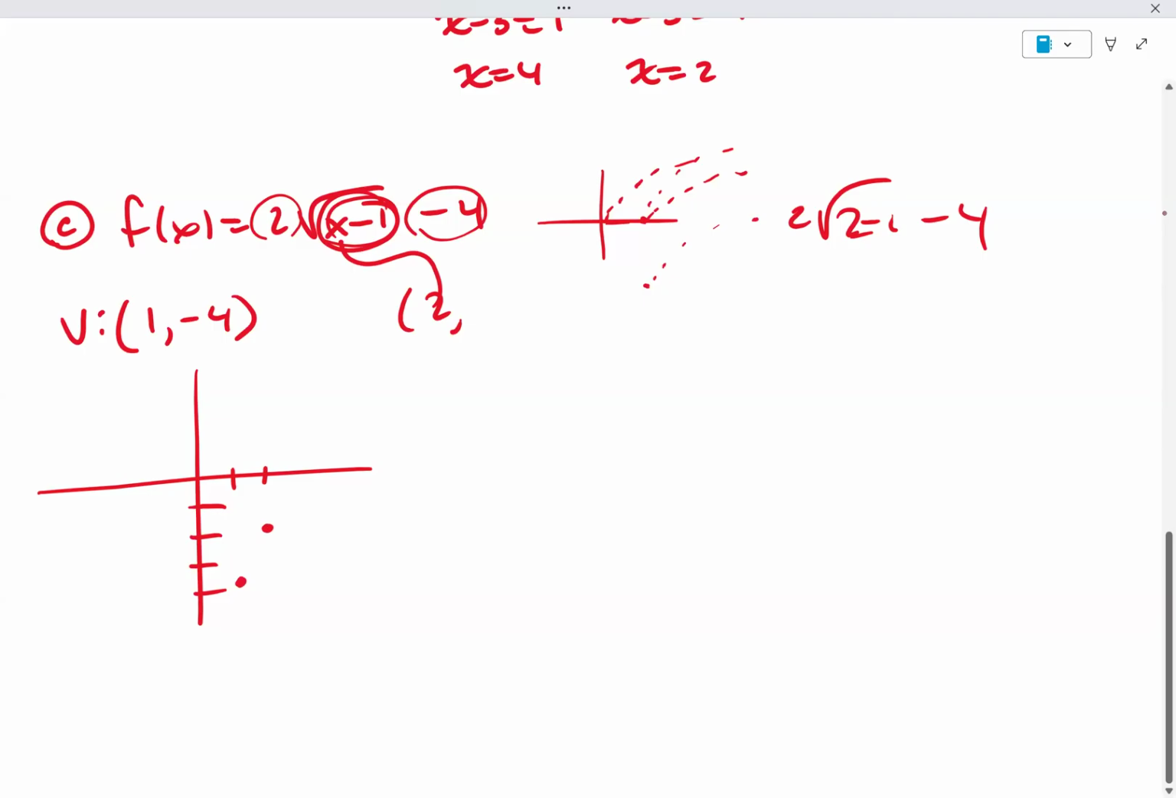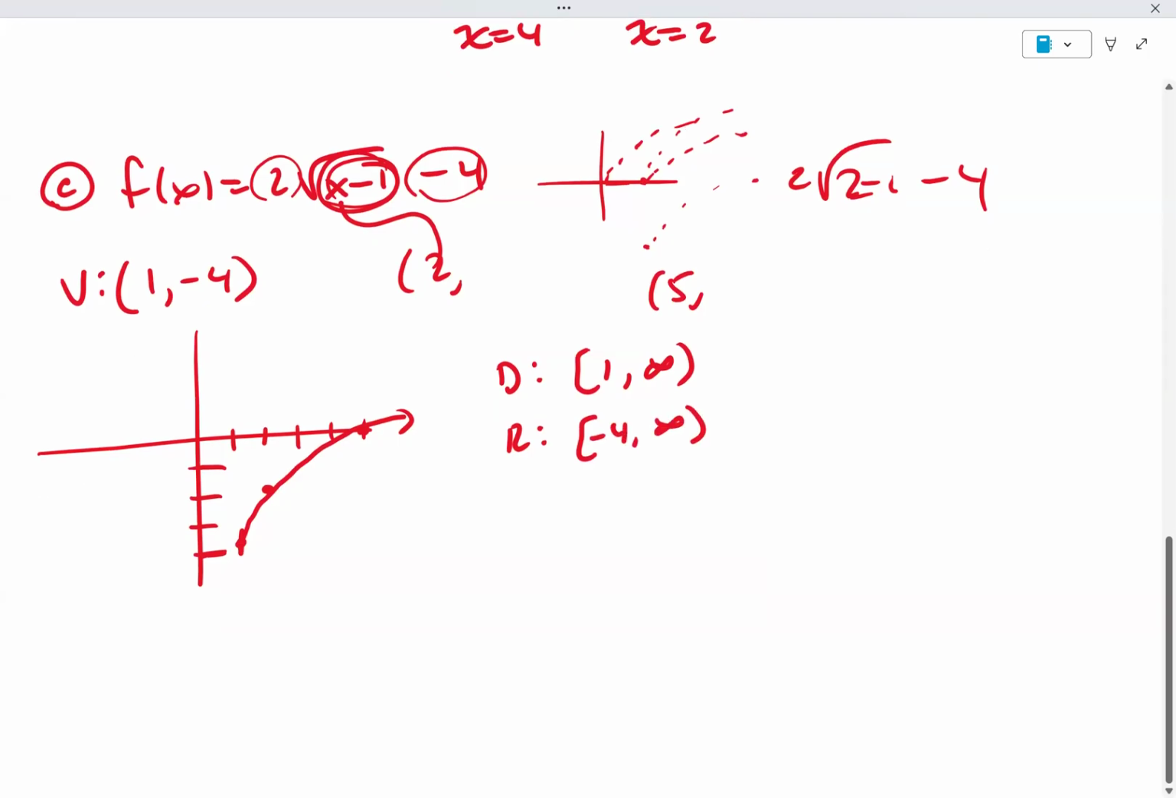And another good x value to pick, I guess, is 5, because 5 minus 1 is 4. Its square root is 2, times 2 is 4, minus 4 is 0. So 3, 4, 5. And I conveniently also have a 0 of the function. The domain is not all reals. It starts at an x value of 1 and goes to the right to infinity. The range has a low y value of negative 4, but it goes off to infinity.